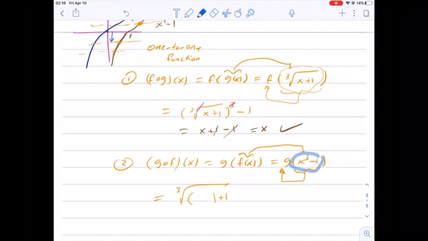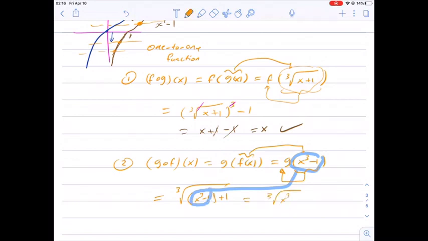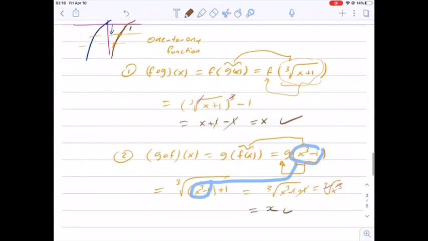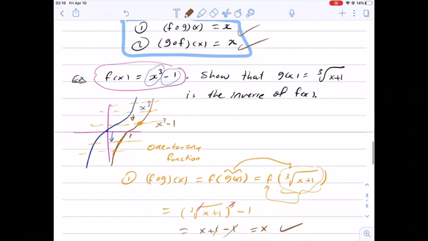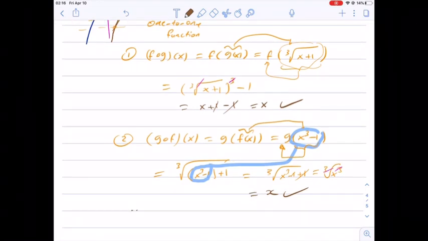x, in this case, we need to replace with x cubed minus 1. Now we simplify, we get cube root of x cubed minus 1 plus 1, and that is cube root of x cubed, and then we just cancel the 3 with the cube root, and we get x. So the second condition is satisfied as well. That means g is the inverse of f.